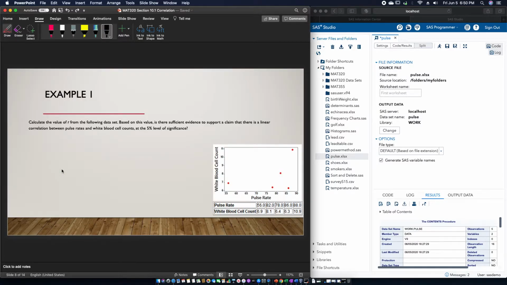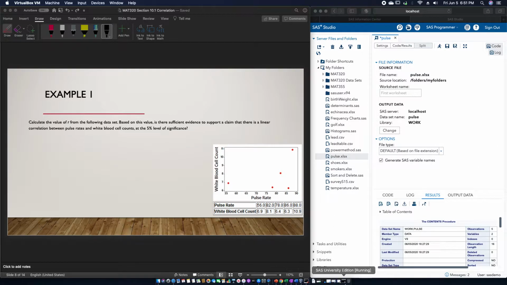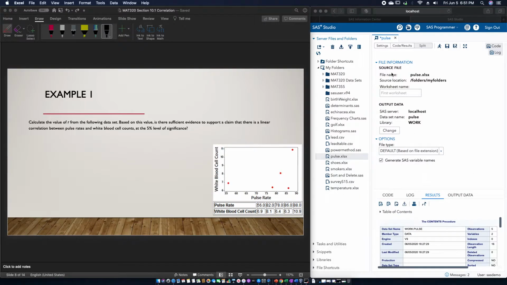So for example, let's calculate the value of the correlation coefficient from this data set down here. Based on this value, is there sufficient evidence to support a claim that there's a linear correlation between pulse rates and white blood cell counts at the 5% level of significance? We have the data here and a scatter plot here. But I already put this data set into SAS. We just need to build our code for it.